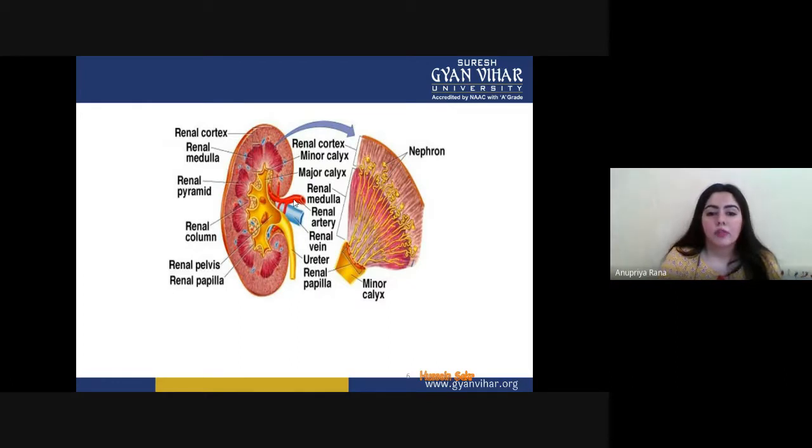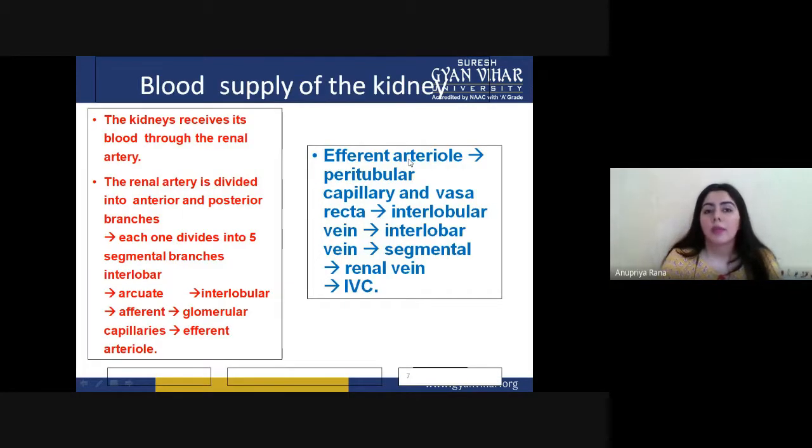Next is the renal vein also. Why are the vein and the artery present? We know the major function performed by the artery and veins: arteries carry the oxygenated blood, and the veins take the deoxygenated blood to the heart. So both kinds of vessels are present here, and the ureter and renal papilla are also present here, as is the minor calyx. These yellow, very elongated thread-like structures are also present here. These are called nephrons. We will look at how the nephron is structured inside the kidney.